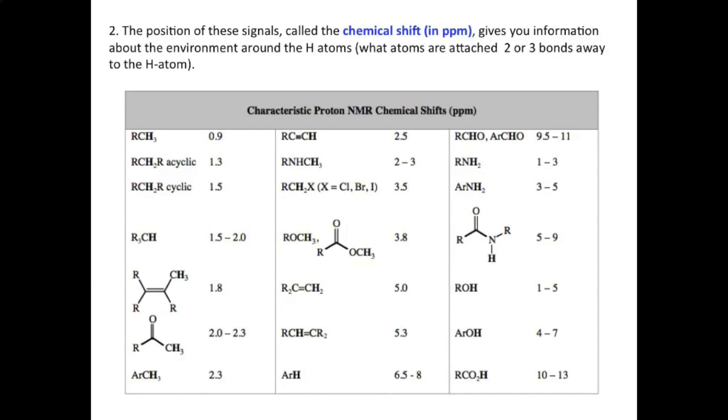The next thing we want to look at is the position of these signals. That's called the chemical shift. This gives you information about the environment around the hydrogen atoms. What are the hydrogen atoms attached to? And typically your textbook or your instructor will give you a table that describes this: characteristic proton NMR chemical shifts. What you can see from this table is that it gives you a value in ppm, parts per million, on where that signal should come.